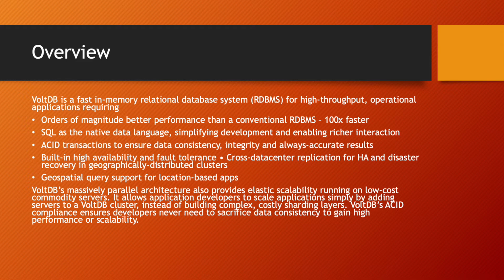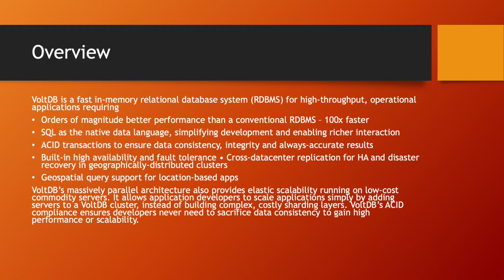VoltDB is a fast in-memory relational database system for high throughput operational applications, achieving orders of magnitude better performance than a conventional RDBMS. It's almost 100 times faster. SQL as the native data language, simplifying development and enabling richer interaction. ACID transactions to ensure data consistency, integrity, and always accurate results.